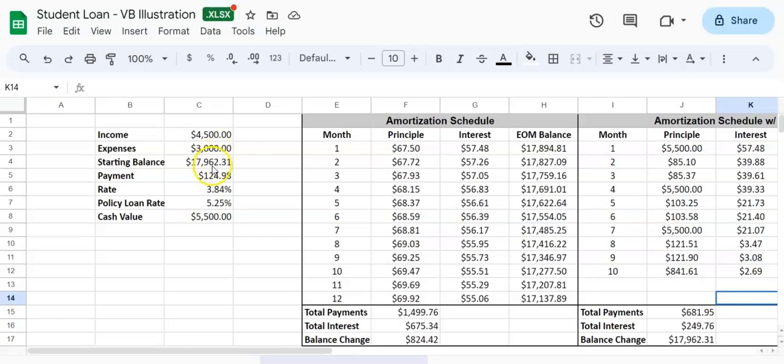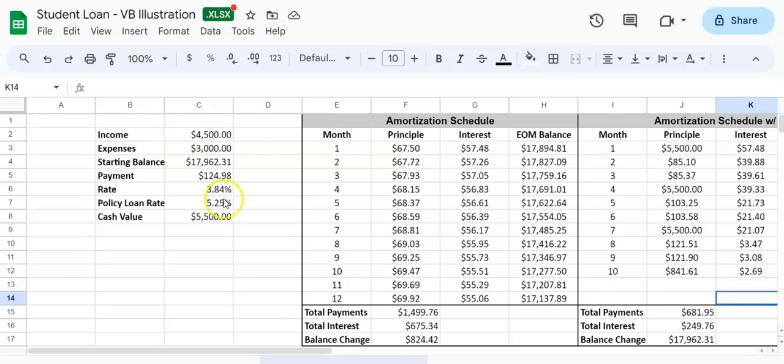Now, the starting balance on this loan is going to be just under $1,800. On an amortization schedule, that payment is going to be $124.98, and the rate on this particular loan is 3.84%. This is a student loan that was refinanced through Earnest.com.